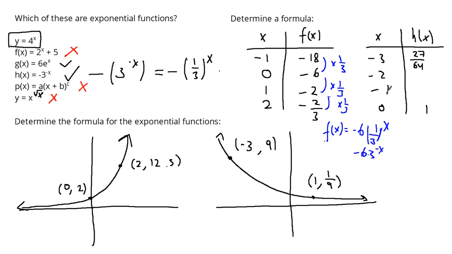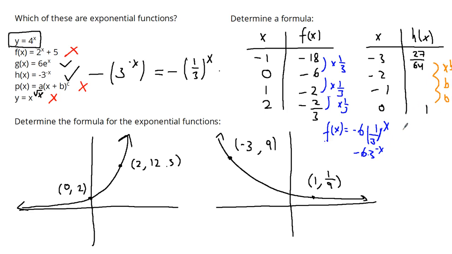Next, determine a formula. Now this is a little bit harder because I didn't tell you two of the numbers. First of all, our initial value is 1. We have h of x, so we know that we have to multiply by something, let's say b, 3 times to get to the 1.